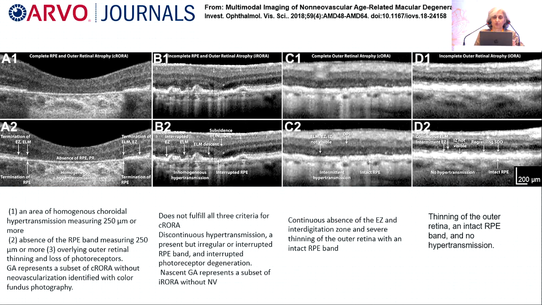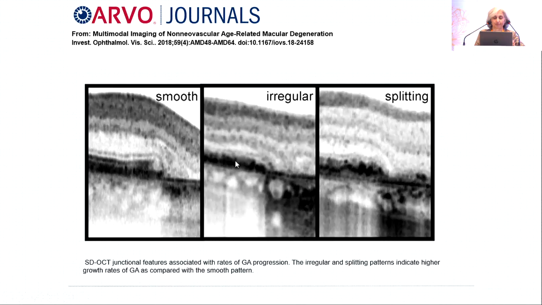And this was the study which showed the OCT findings of incomplete outer retinal atrophy progressing to complete outer retinal atrophy. Here you see a uniform area of hypertransmission, whereas there are intermediate irregular areas of hypertransmission, indicating this is incomplete and this is complete, and this is a major risk factor for GA.